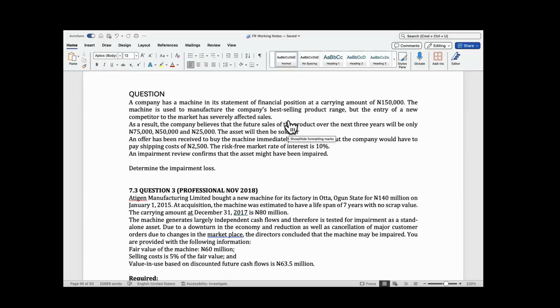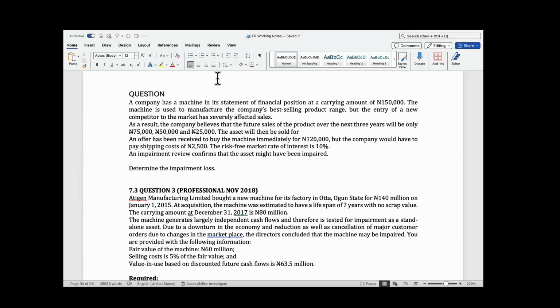A company has a machine in its statement of financial position at a carrying amount of 150,000. The machine is used to manufacture the company's best-selling product range. But the entry of a new competitor to the market has severely affected sales. As a result, the company believes that the future sales of the products over the next 3 years will be only 75,000, 50,000, and 25,000. The asset will then be sold out, I guess.